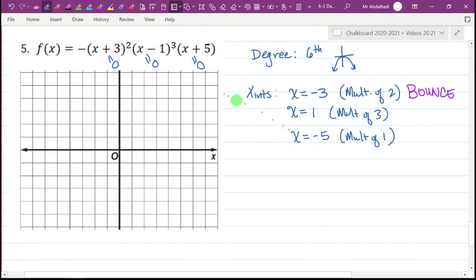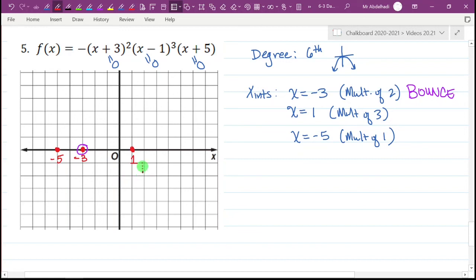All right, so let's go ahead and put these on the graph. So x equals -3 is right here, and it's a double multiplicity of 2. That's going to be a bounce. So I'm going to circle that with a purple. I'm making purple my bounce color here. All right, purple circle there. We have x equals 1, which is here. That's got a multiplicity of 3, so we're just going to pass through it. Okay, technically you're supposed to wiggle through it, but we'll talk about that some other time. And x equals -5, that's going to be over here. And there we go. Those are our x-intercepts.